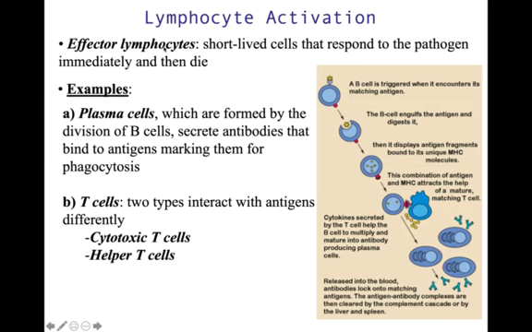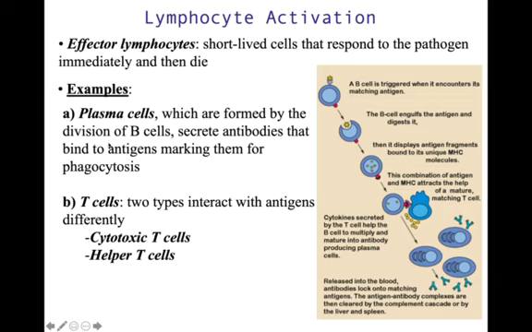Okay? So if you're a B cell, your effector lymphocyte, well, we call that a plasma cell. These are the ones that secrete antibodies. The antibodies bind, marking them for phagocytosis by a macrophage. So that's the effector version of a B cell.